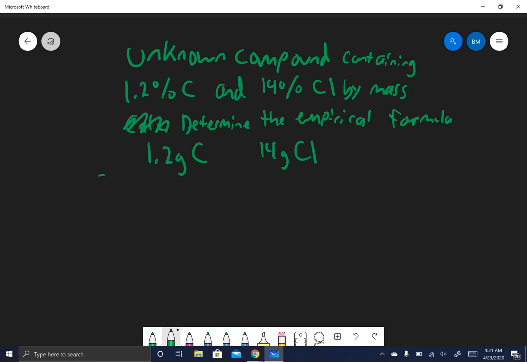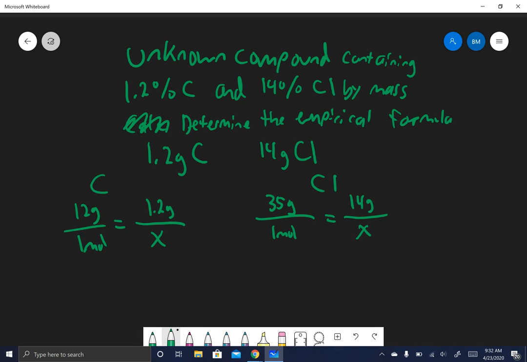So we know for carbon, there's 12 grams in 1 mole. All right, that's the molar mass, the gram form of the mass from the periodic table. I'm not going to show you that. You got to know that at this point. We have 1.2 grams. How many moles of carbon is that equivalent to? We do the same thing with Cl. Cl on the periodic table has a mass of 35 grams per mole. We have 14 grams. How many moles is that equivalent to?